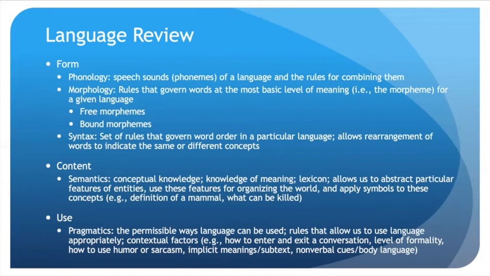Then, of course, under content, you have semantics, which is our conceptual knowledge, knowledge of meaning, our lexicon. This allows us to abstract particular features of an entity, use these features for organizing the world, and apply symbols to these concepts so we can have a definition of what a mammal is. Maybe it's something that has to be alive, so therefore it must be killed. Potentially it gives birth to live young.